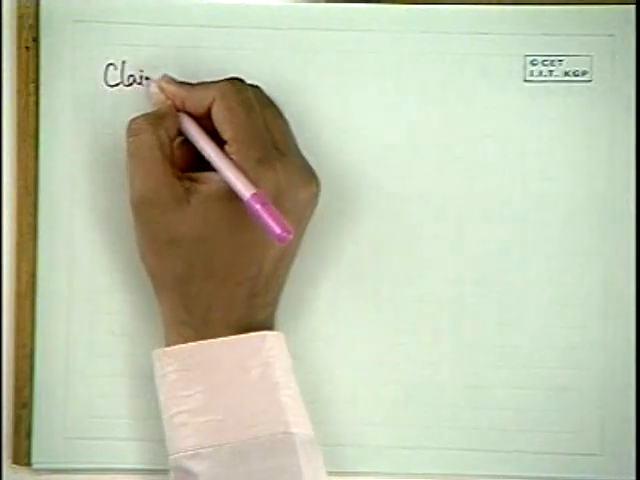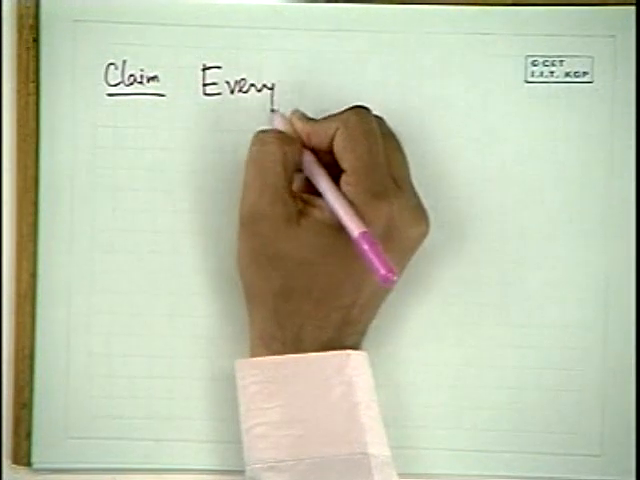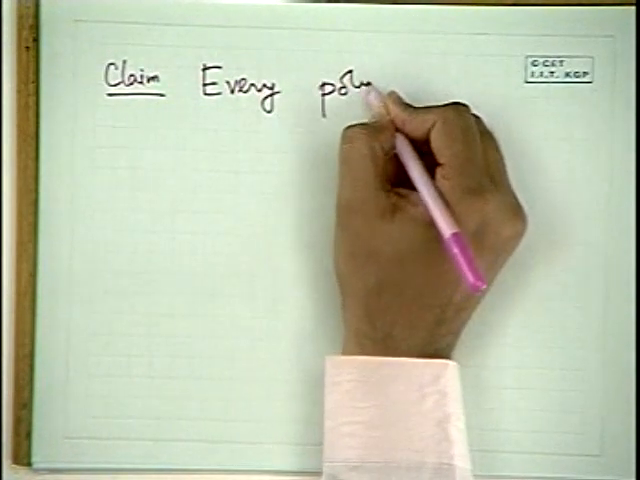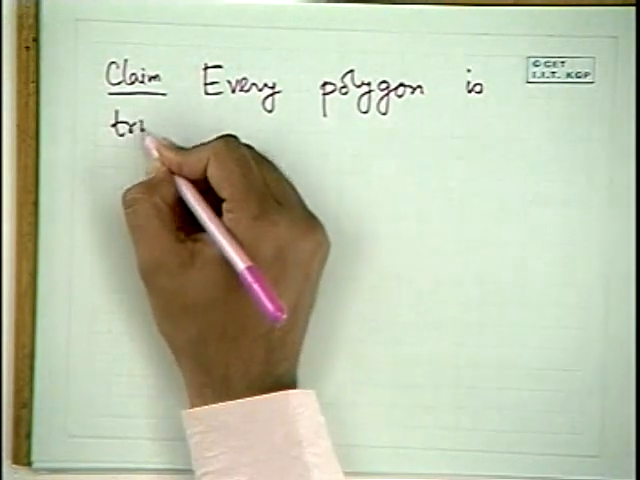So what is the proof? So here is a claim, the first claim. The claim is every polygon is triangulable.